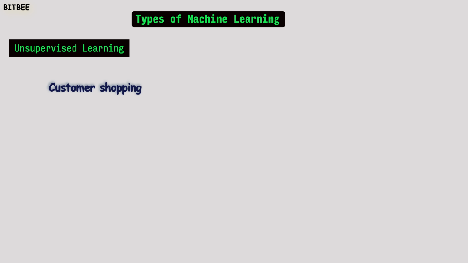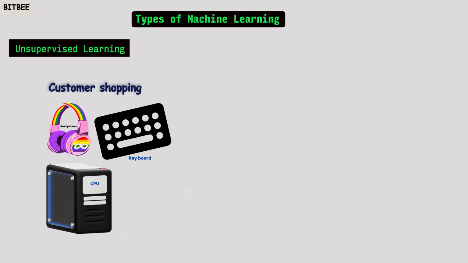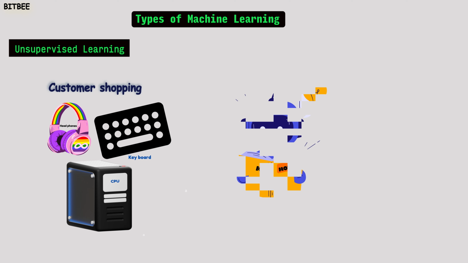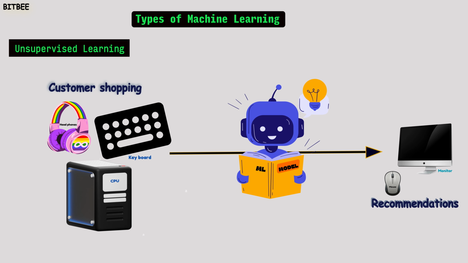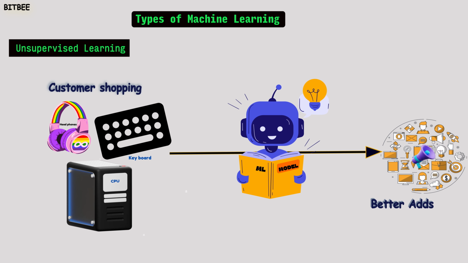Let's take customer shopping data. Suppose a customer has bought some computer accessories in the last 30 days and is also browsing for some more accessories. We will feed this data to the ML model and we can expect predictions and recommendations for future shopping. These predictions not only help the customer with shopping but also help e-commerce or online stores give better ads and serve the customer.